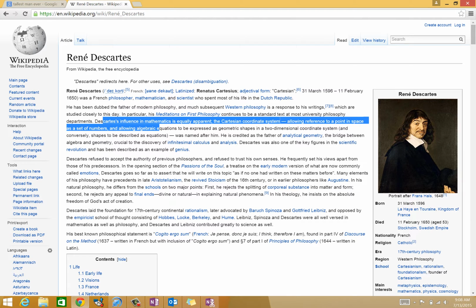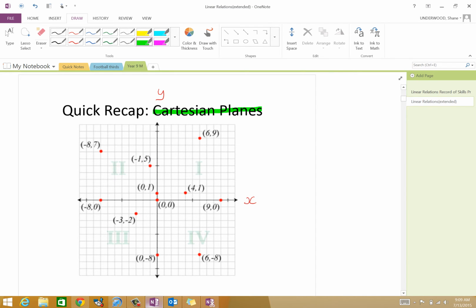That's where Descartes, so maybe you'll probably think about the word Cartesian. Well, it's simply just this. This is the Cartesian coordinate system. X and Y, a coordinate system. So let's have a look at the coordinates.